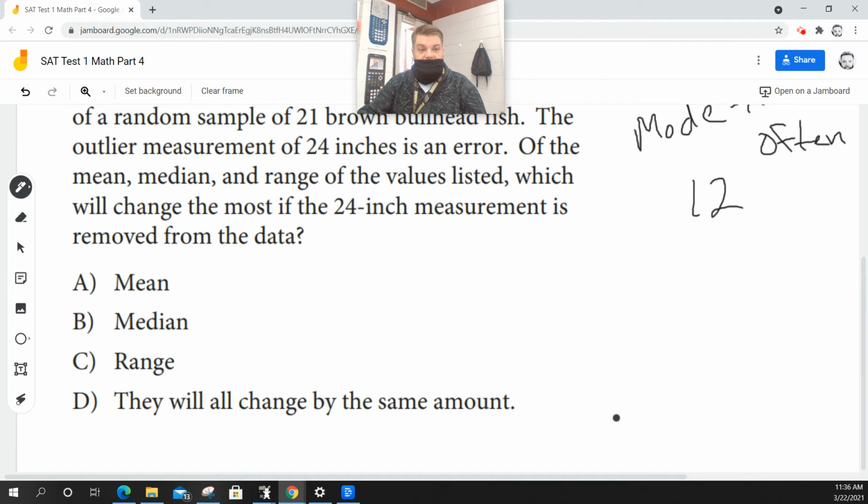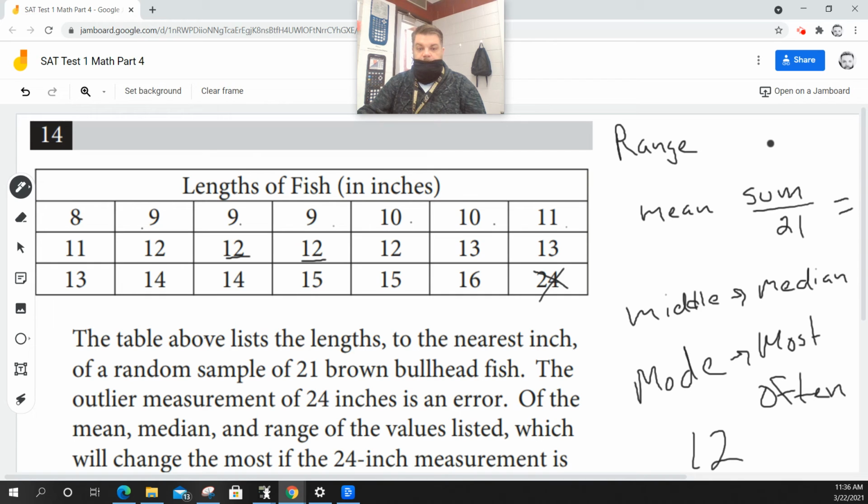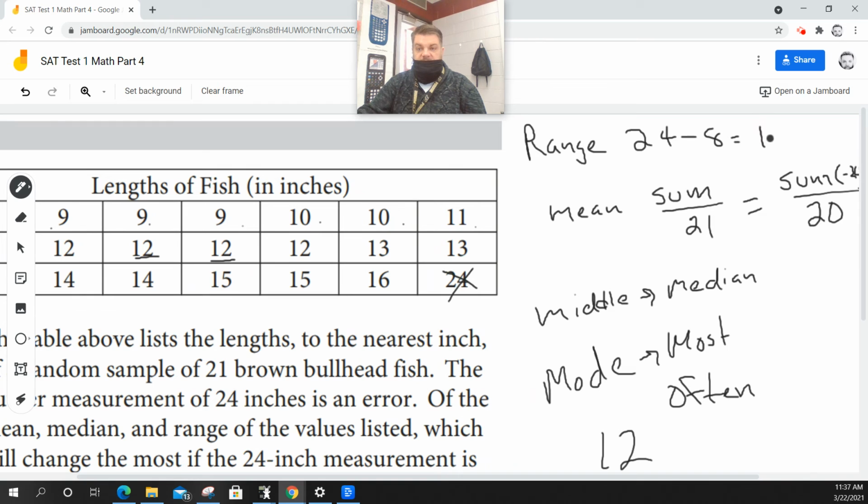Oh, wait. They said the range, too. Oh, the range would change a lot. Oh, man. The range goes from the smallest. Let's think about that. I didn't think about the range. The range would change a lot because you take the biggest number, which is 24, and subtract the least number, which is 8. So the range with the 24 is 16.